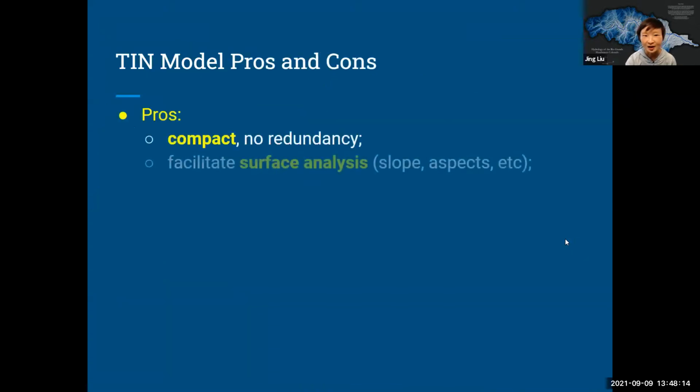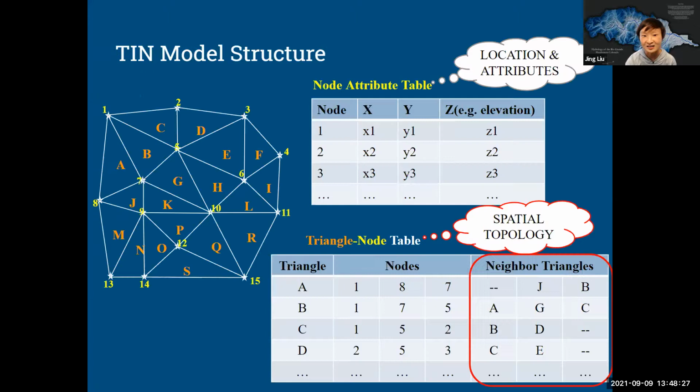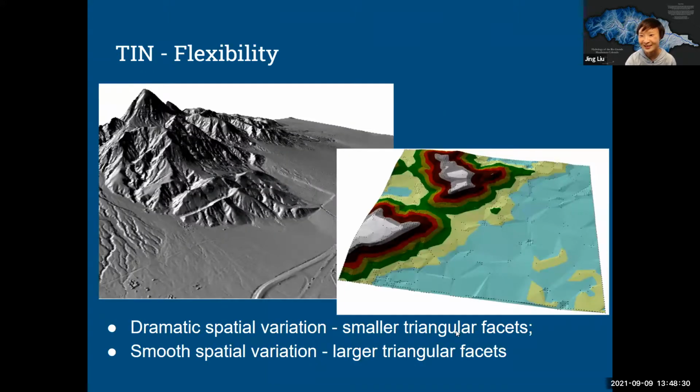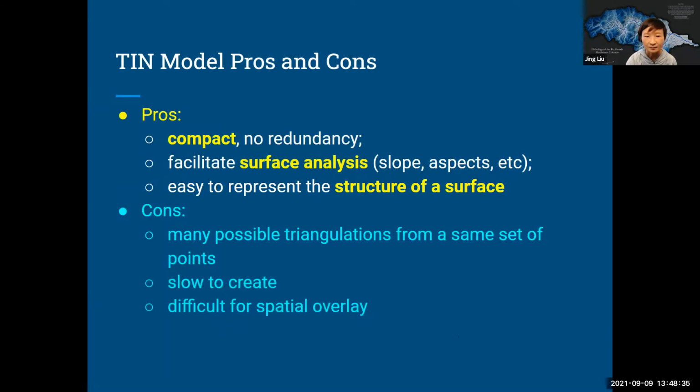Okay, so the pros and cons: it is compact and can be very useful in your terrain analysis. Okay, and it's easy to represent the structure of the surface. As you can see here, I can easily make a 3D view of our terrain. Here the downside is it's very hard to build and it's not unique. It's also very difficult for spatial overlay because you don't have the same polygons, same pixels, right? Or the same way to define your polygons.